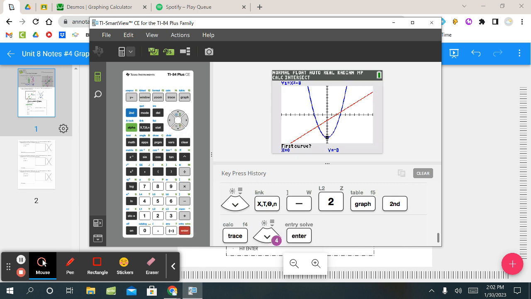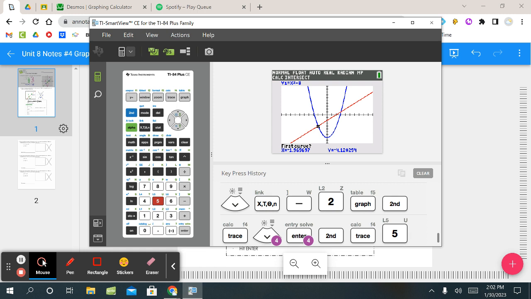Now, the first thing it says is first curve. You're just going to press enter. Second curve, it's going to move the cursor to the second line. Press enter again. We don't want to guess, so we're going to hit enter a third time. That gives us our first intersection. So instead of graphing it, we could have just checked ourselves in the calculator. Then we're going to find the second one. So we're going to hit second trace again and go down to intersect.